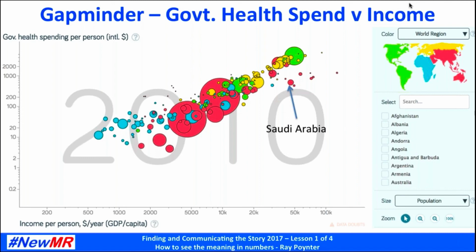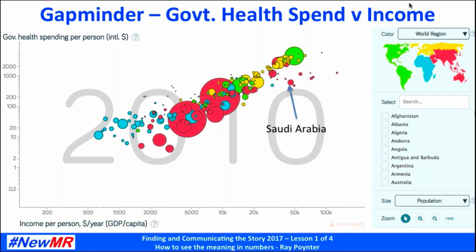And I went to Gapminder, which is where I got that earlier data from. And if you don't know Gapminder, please look at Hans Rosling TED videos. Please visit the site. It's a fantastic tool. It will teach you a lot about visualizing data. And what I've done here on the left-hand side is I've taken that health data, government health spending per person. And along the bottom, income per person, so wealth essentially. And the size of the bubbles are the size of the countries.